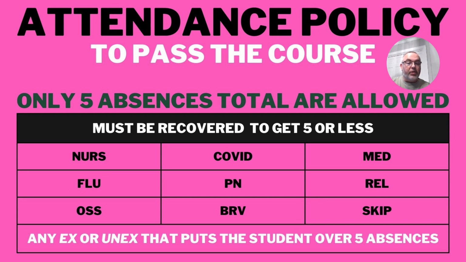Skip is a code that you cannot recover because that indicates that you skipped a class and you were held accountable for that also in a disciplinary matter. If you have EX or UNEX, which is excused or unexcused, it still must be made up in order to not count against you.